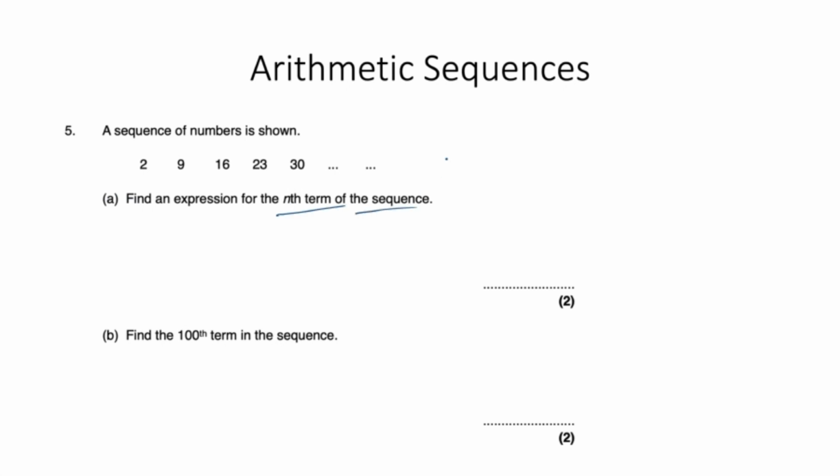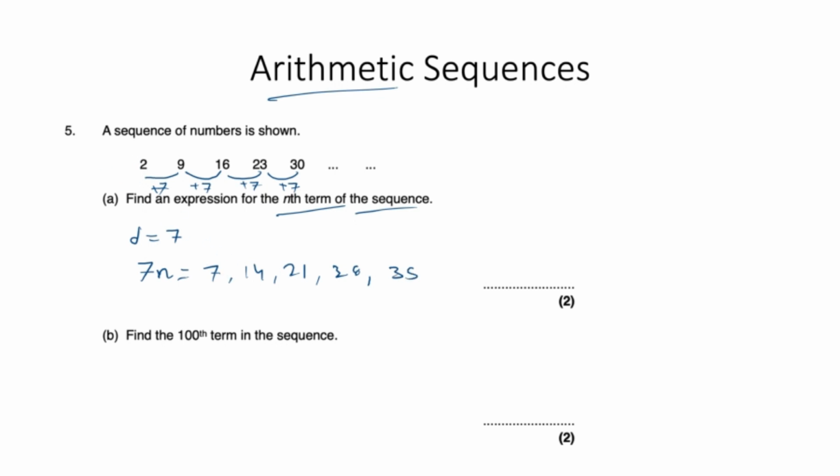Find the expression of the nth term of the sequence. Again, find the common difference. So 7. So this is indeed an arithmetic sequence. Find the expression of the nth term. So as the common difference is 7, you just put 7 before the n, and then you compare. Okay, you can write out the times tables if you don't remember. So 7, 14, 21, 28, 35, and then you compare.